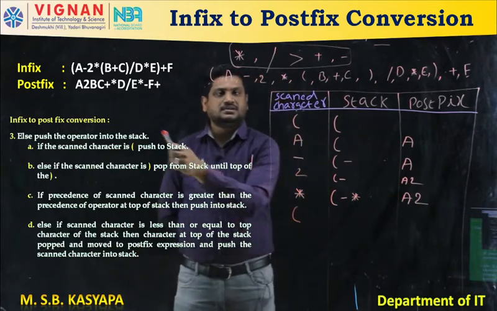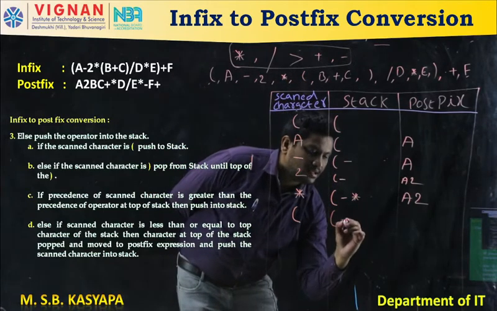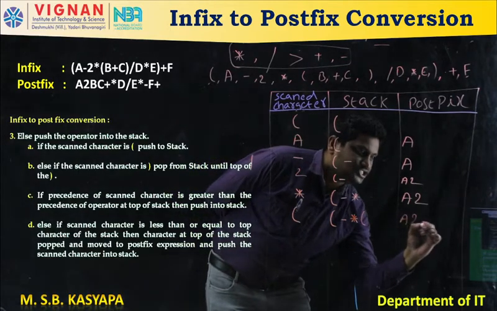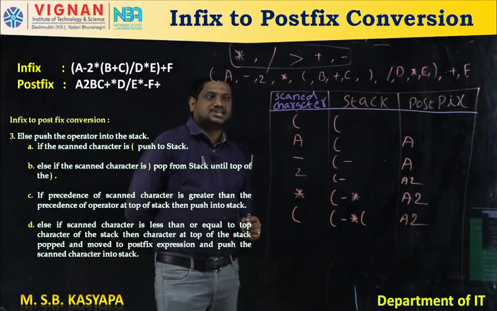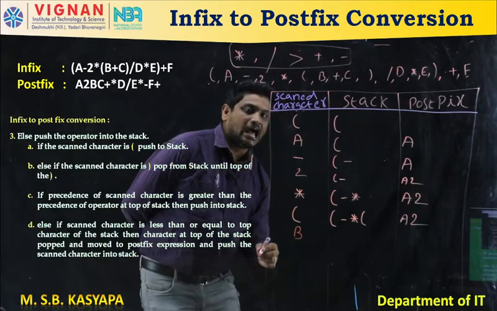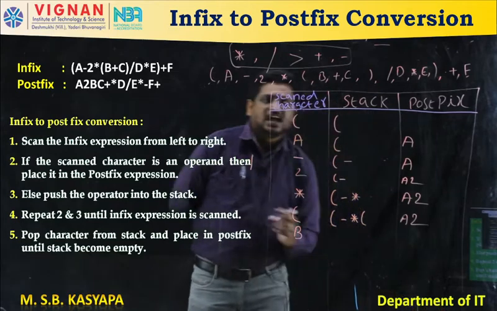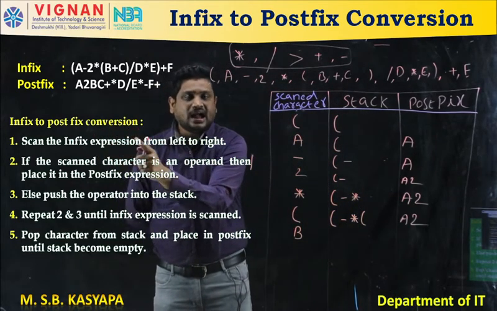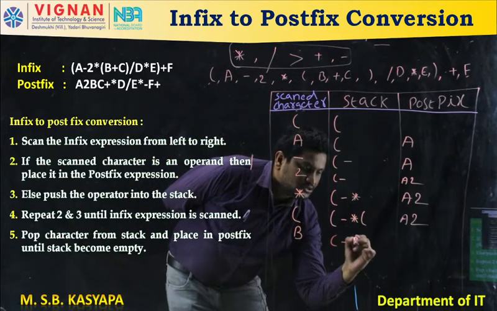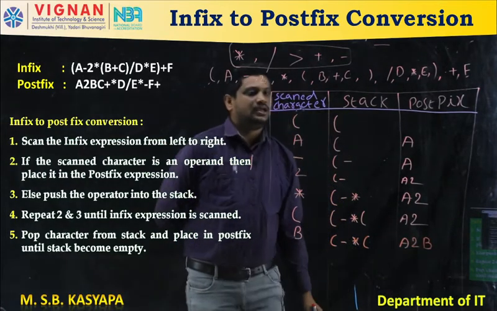Now, the open bracket. What is the first step? If it is an open bracket, I will directly move it to the stack. So, now the stack has open bracket, minus, multiply, open bracket. The postfix expression is unchanged: A 2. The next is B. B is an operand. As you saw in the previous slide, if it is an operand, I have to directly move it to the postfix: A 2 B.